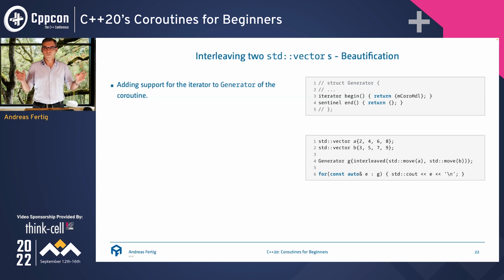So it's a nice abstraction, okay? Makes using them really nice. But you can, of course, decide what to do. You can go for both implementations. That's the beauty here in coroutines. All right, that's interleaving two state vectors.